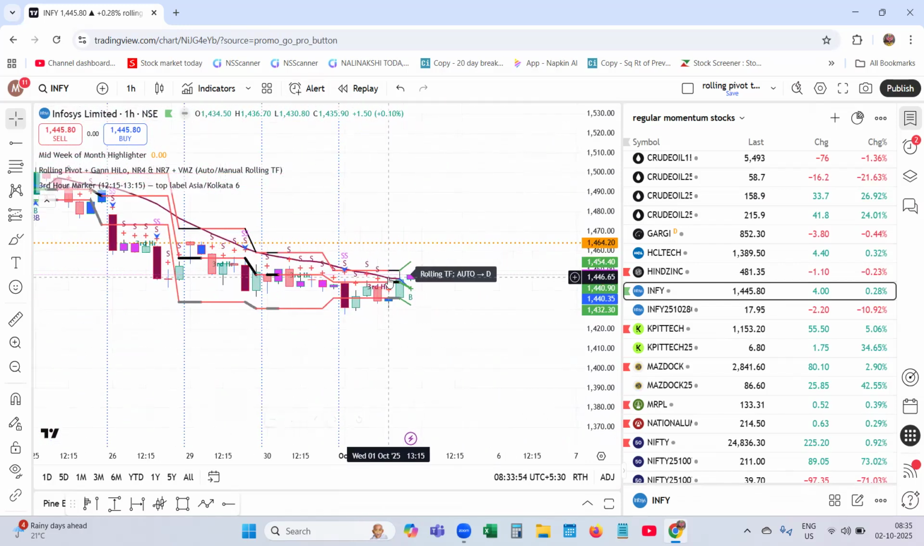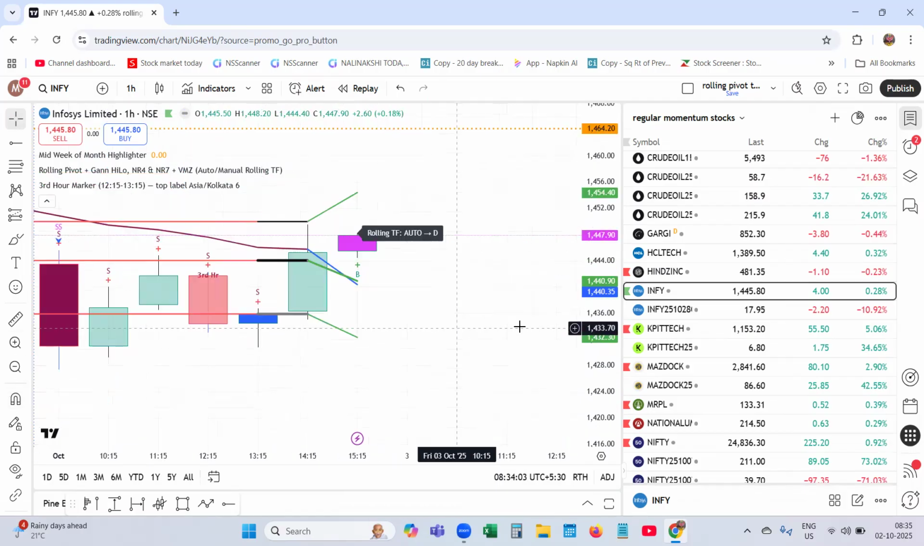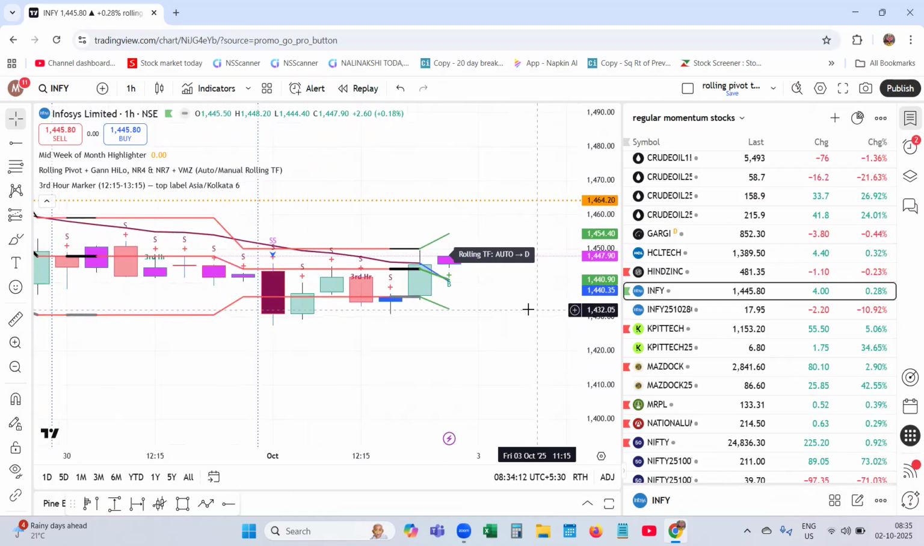Now, Infosys on an hourly basis is showing some sort of reversal, but it is not confirmed. See, it has climbed above the pivot. You can watch it on Friday. You can track this stock.